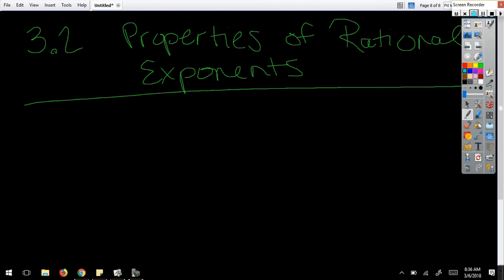Rewind with me, if you will, back to, I think it was chapter 2, section 1, where we learned about the properties of exponents. Remember, there were 7 of them? Those properties are exactly the same for rational exponents. The difference is, now we have fractions instead of whole numbers. So let's review them.